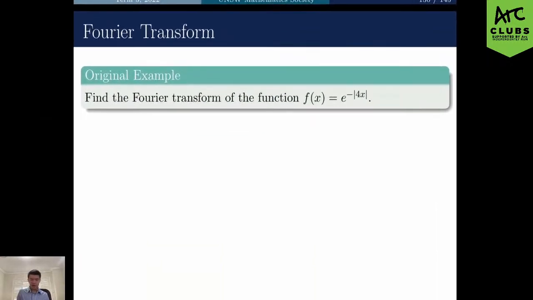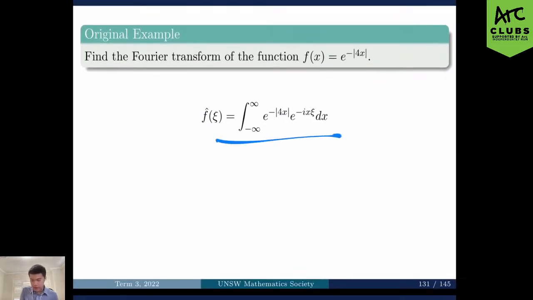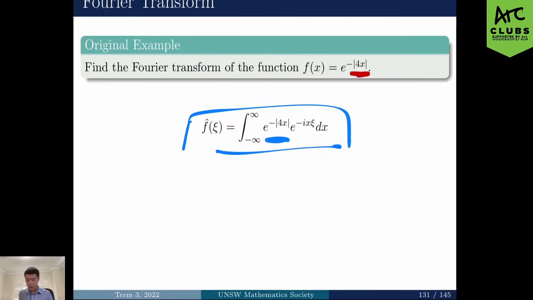Cool. So looking at this, we're finding the Fourier transform of a function f of x. And all we really have to do is apply the formula we had. So we're going from minus infinity to infinity. You've got e to the minus 4 absolute value of x, and you multiply that through by e to the minus i x psi. And so we've got this over here. What you want to do generally with these kinds of equations with absolute values, and usually with Fourier transforms you'll have some kind of absolute value somewhere, is separate this into two integrals, because we can't really integrate absolute values. So do the positive side.